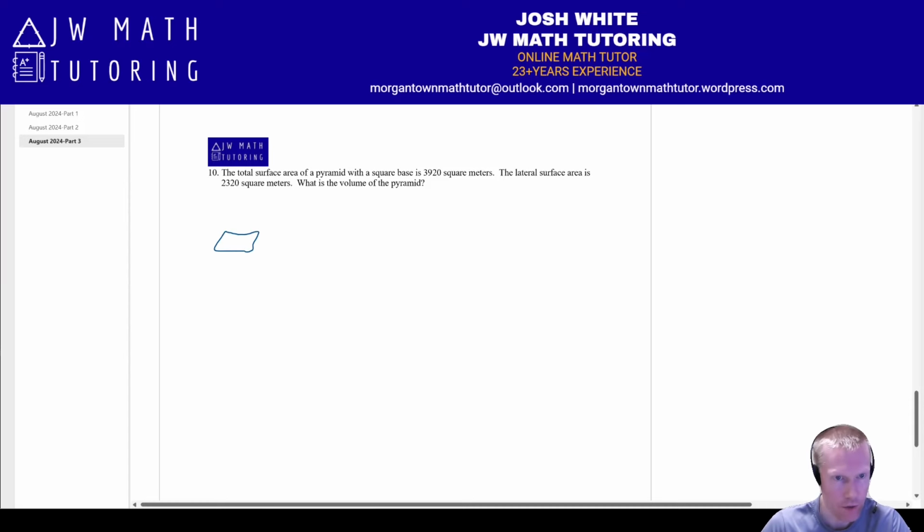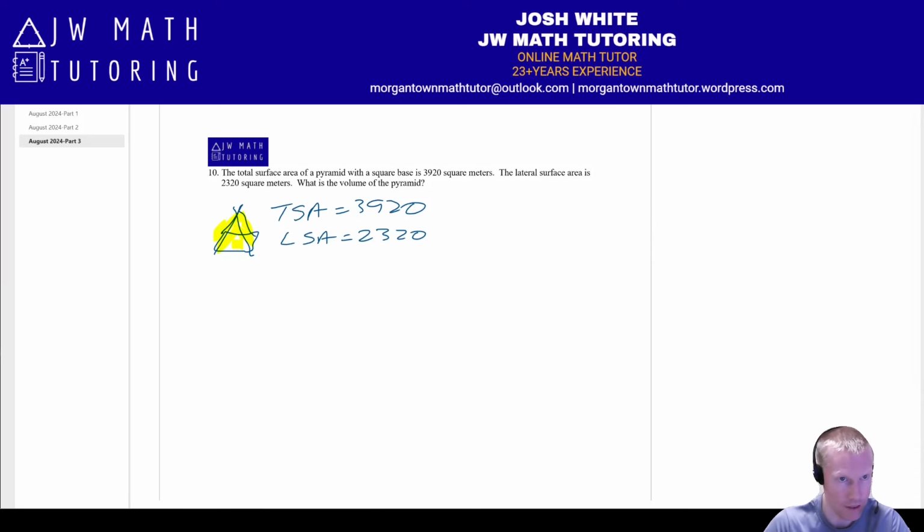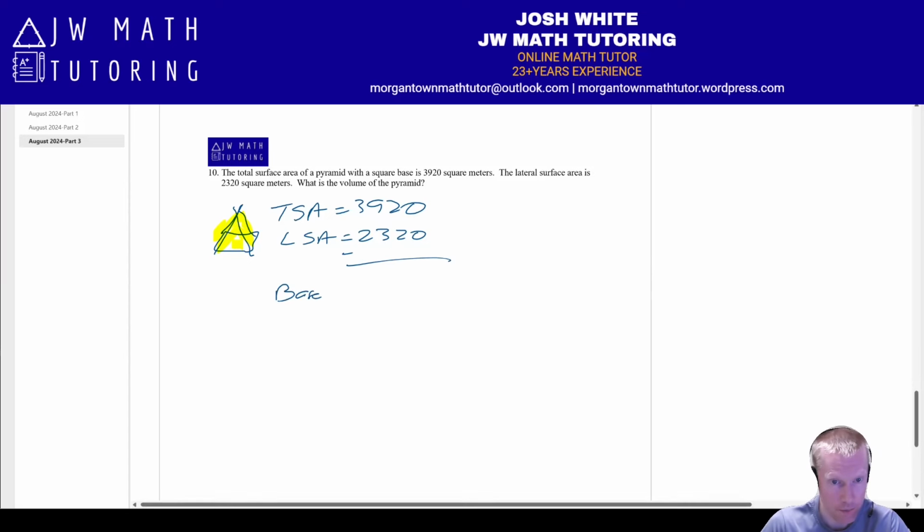So you have the pyramid with the square base. You know the total surface area is 3920. You know the lateral surface area is 2320. The lateral surface area is the area of the 4 triangular faces up here, but not the base. So you just subtract these two numbers to get the base area. Usually it's B in the formula. And if you do that, you just get 1600.